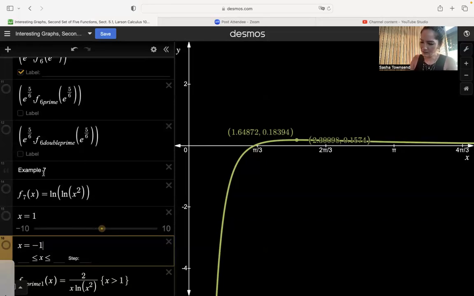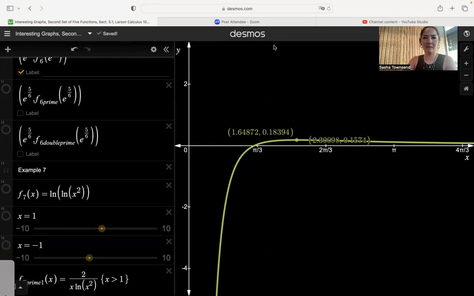This is example 7 from our list of functions involving logarithms. We have f of x is the natural log of the natural log of x squared. We'll do the calculations on paper.